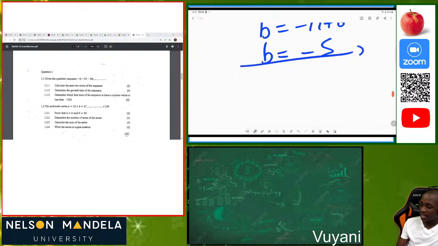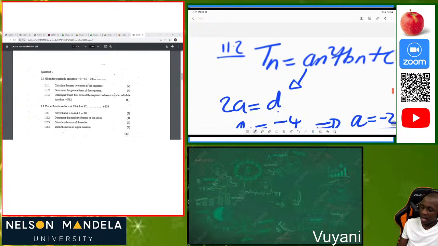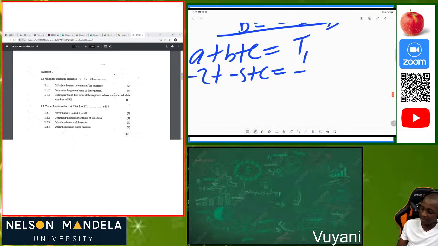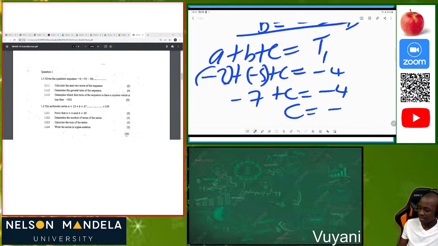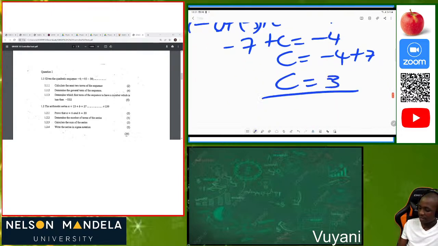Now we need the value of c. We know that a plus b plus c is equal to term number 1. What is our a? Our a is negative 2, our b is negative 5, and what is our c? It's what we are calculating. And what was our term 1? Our term 1 in this instance is negative 4. And we know that negative 2 plus negative 5 is negative 7. Plus c is equal to negative 4. We transpose our 7 as we group our like terms. Then we end up having our c equivalent to 3.